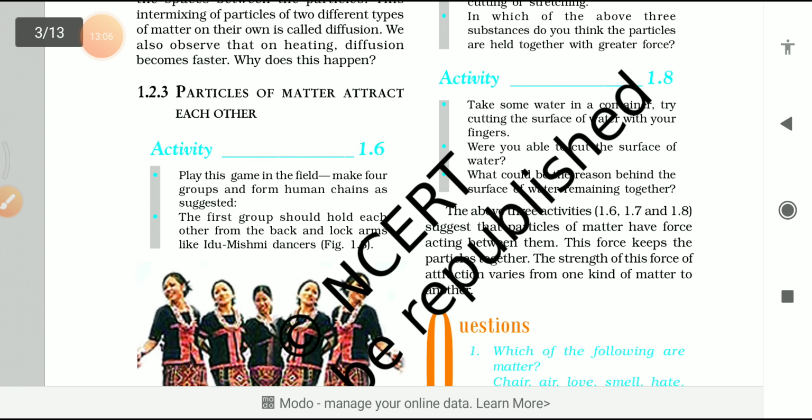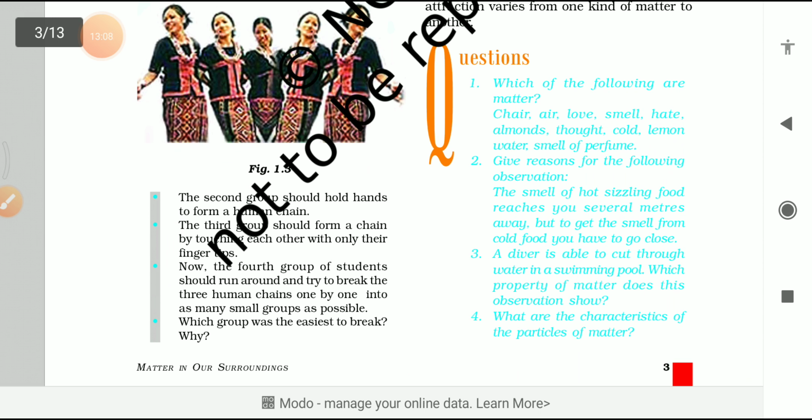Now students, here again question answers are given. You will try these question answers with your own efforts, and if you have any problem then comment in my comment box. You can understand all these activities by heart, because with the help of these activities you can better understand what the force of attraction is and what the characteristic features of matter are.